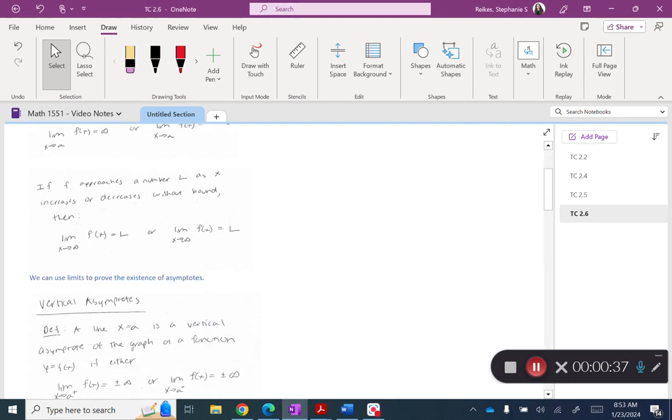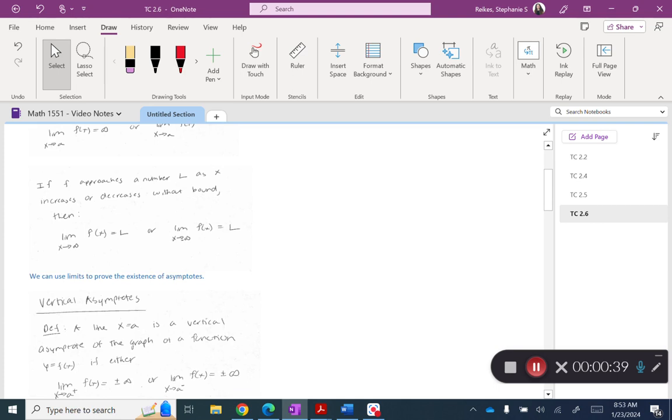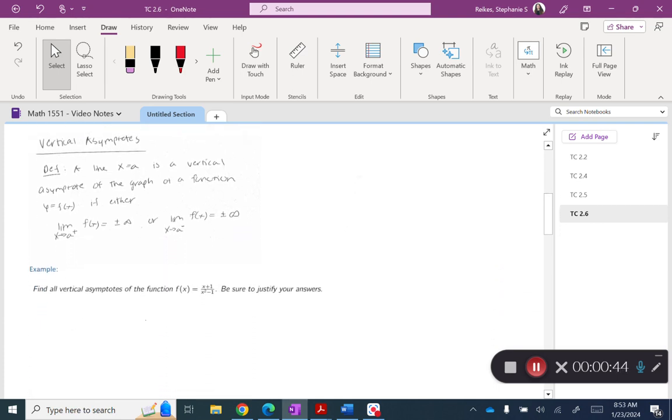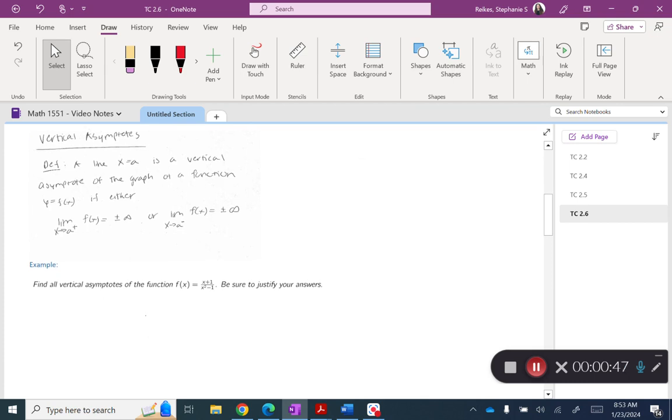We can use these limits to prove the existence of asymptotes. Let's take a look at the vertical asymptote first. We have a definition. A line x equals a is a vertical asymptote of the graph of a function y equals f of x if either the limit as x approaches a from the right of f of x is positive or negative infinity, or the limit as x approaches a from the left of f of x is equal to positive or negative infinity.